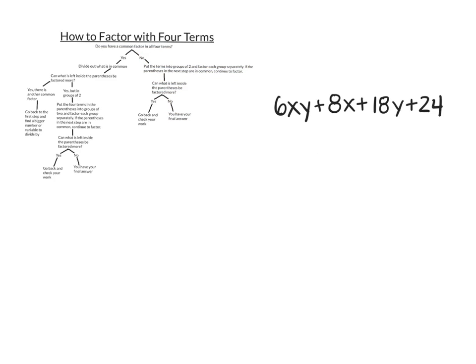All right, this will be the last example in this video. Again, we have 4 terms in this polynomial, so we will use the chart for 4 terms. And like always, we start off the same. Do you have a common factor in all 4 terms? Let's check. 6xy, 8x, 18y, 24. I'm noticing that all of these can be divided by 2. So yes, there is a common factor. So I will follow this path. Then divide out what is in common. So they all can be divided by 2. So I'm going to take the 2 out of the parentheses.